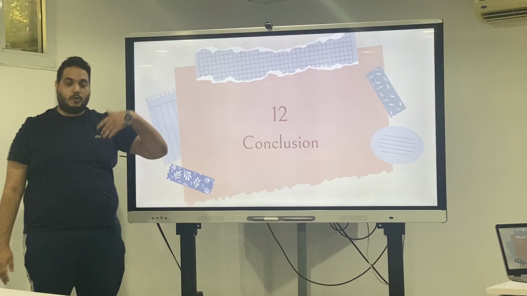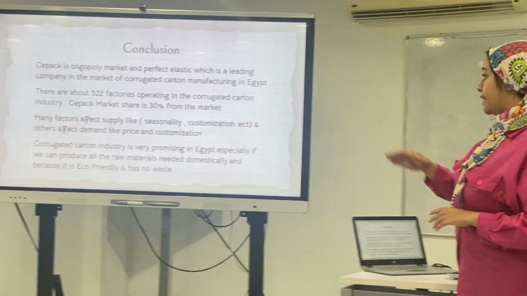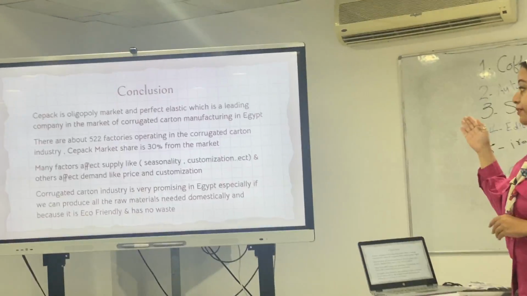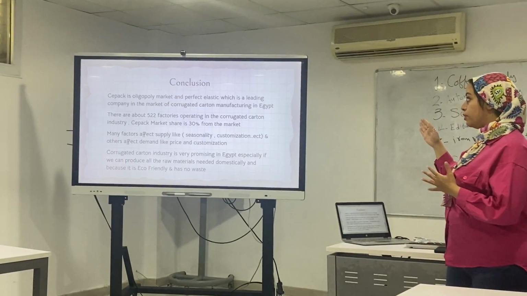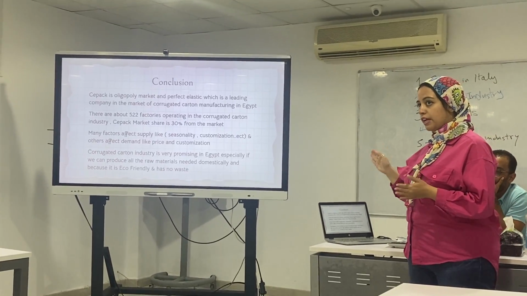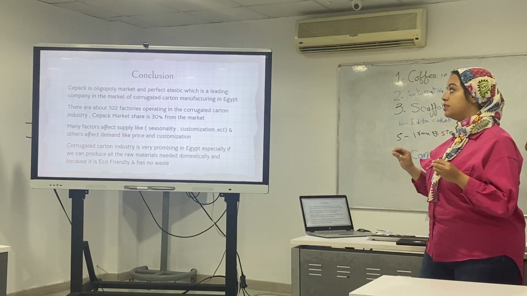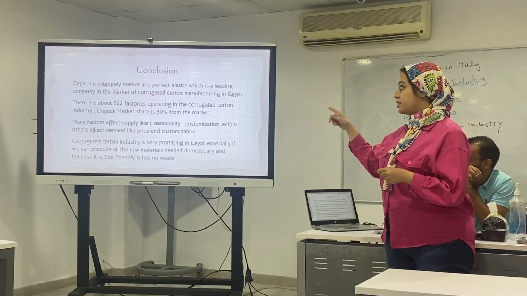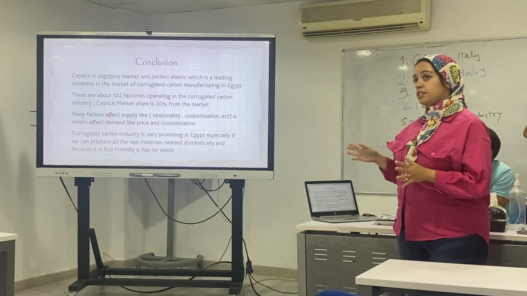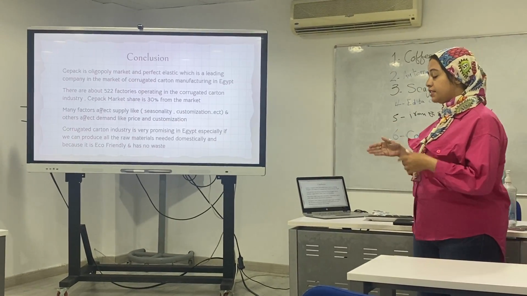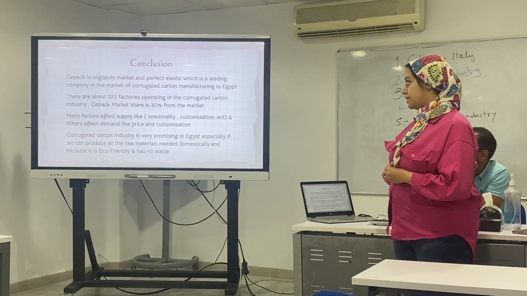That's it. We will have the conclusion now. CPAC is in an oligopoly market and mostly perfectly elastic, and is a leading company in the field of corrugated carton manufacturing industry in Egypt. There are about 522 factories in this industry in Egypt. CPAC's market share is 30% of this market. Main factors affecting supply are customization and seasonality and others. Other factors affect demand, like price and customization.